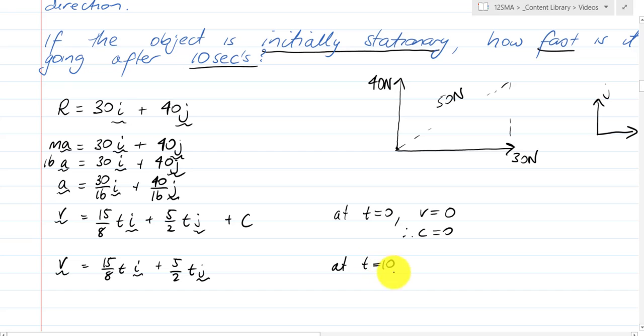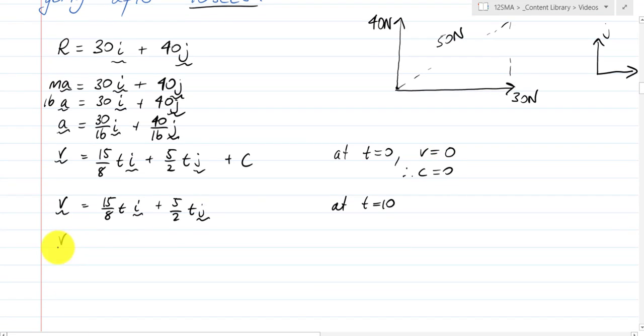So that means that velocity is equal to 15 over 8 t i plus 5 over 2 t j, and at time equals 10 seconds, our velocity now is equal to 150 over 8 i plus 50 over 2 j. Which can be written as 18.75 i, or 18 3/4, plus 25 j.